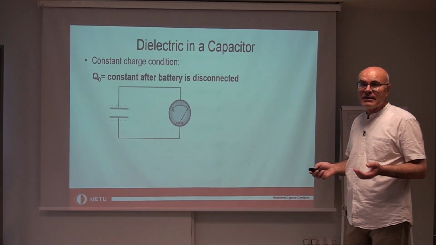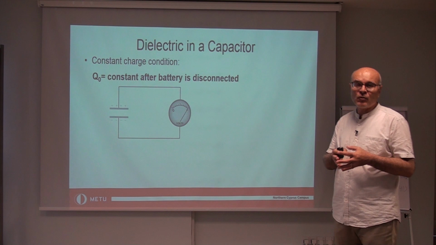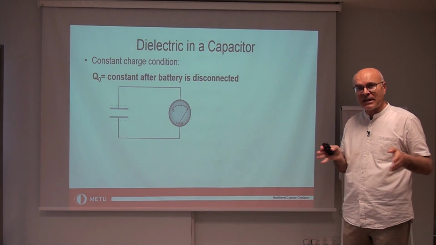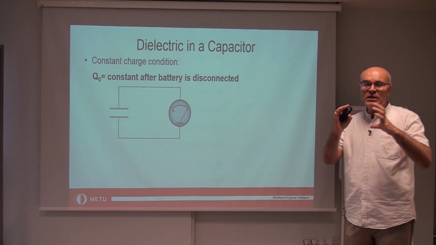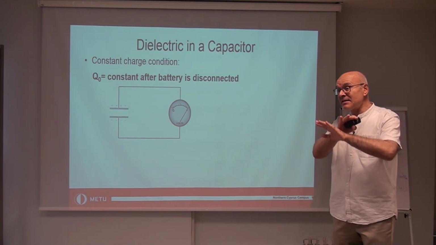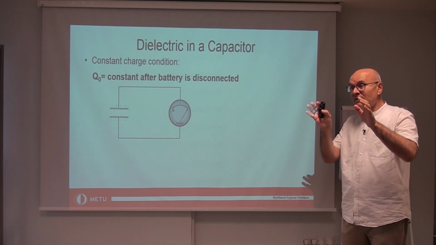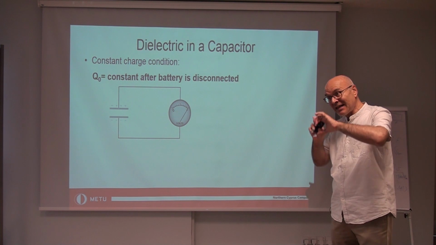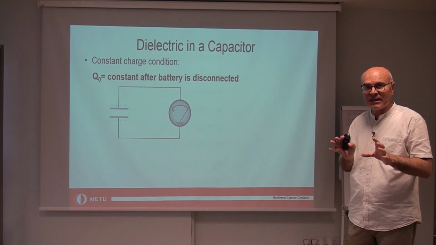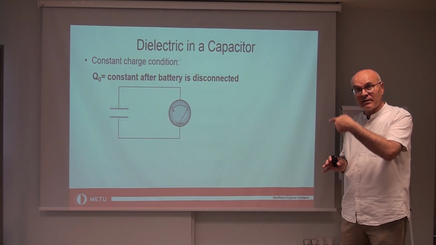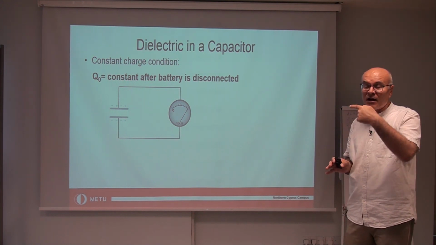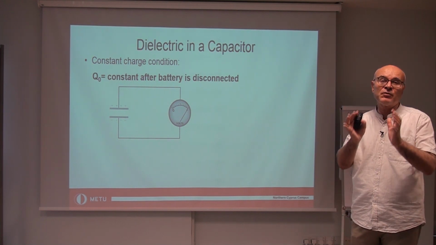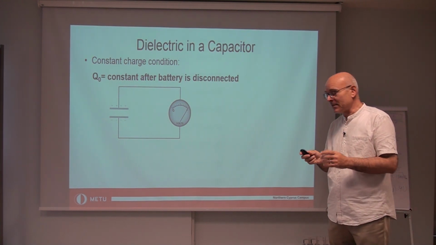Now, let's see in detail and quantitatively how inserting a dielectric in the space between the plates of the capacitor affects it, in a manner such that it completely fills the space. So you insert it in a manner that it fills the whole space. The analysis that I'm going to do here is based on this assumption that the dielectric is completely filling the space between the plates of my capacitor.